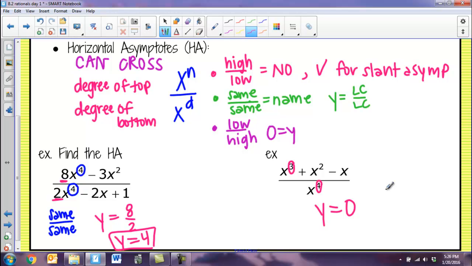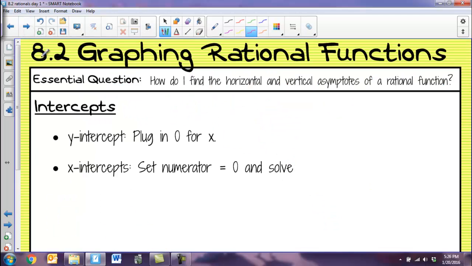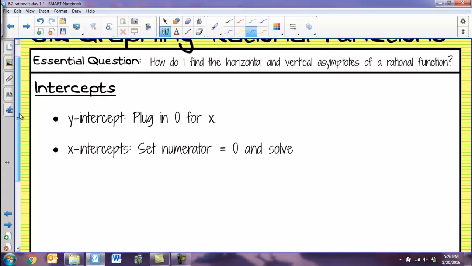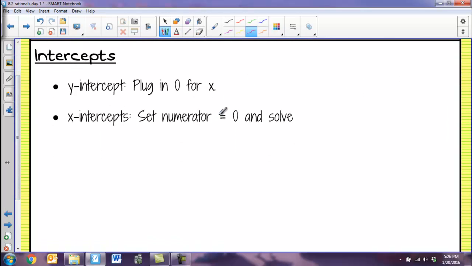The last thing that we need to know in order to graph something are the intercepts. Intercepts are just like when we graph polynomials. In order to find a y-intercept, you plug in 0 for x. And for an x-intercept, you set your numerator, or your top part, equal to 0 and then solve. That's basically all you've got to do here. It's a lot easier to find these when they're in factored form, especially for the x-intercepts, but it also can be useful for your y-intercepts. So let's go ahead and do some practice. Again, we're going to have to find asymptotes and intercepts when we are graphing these functions.